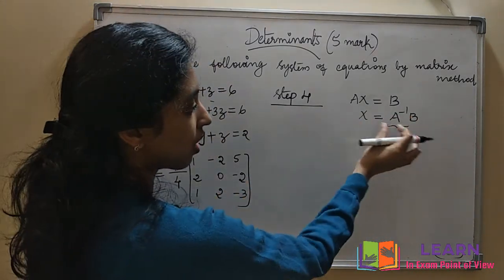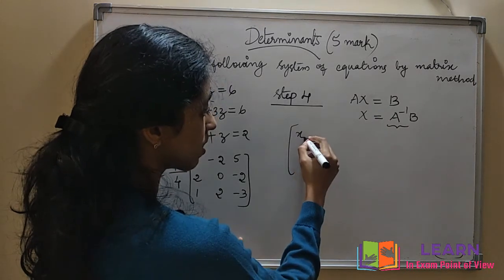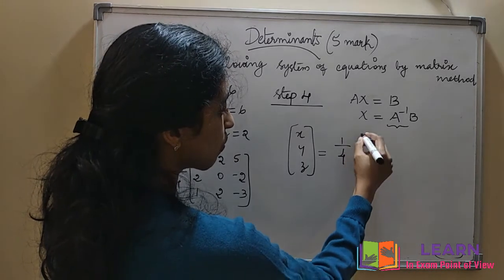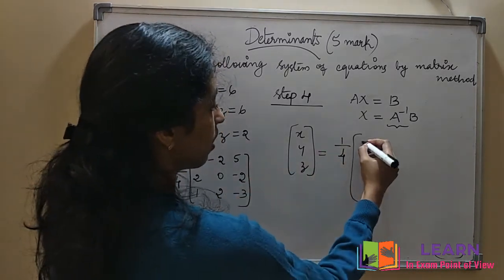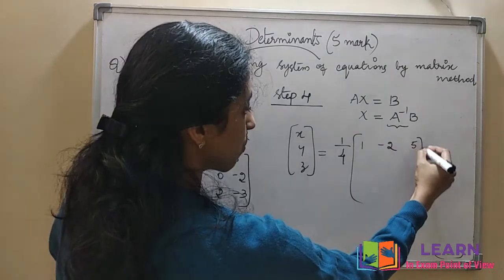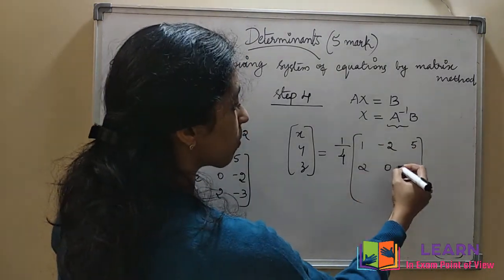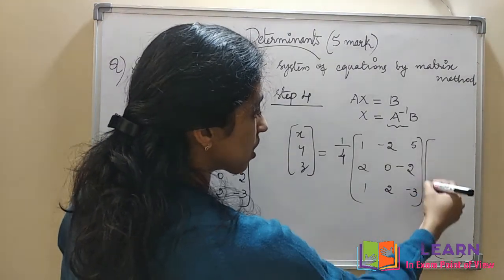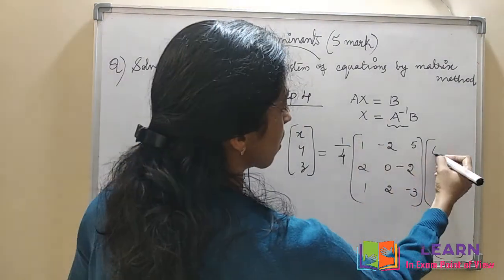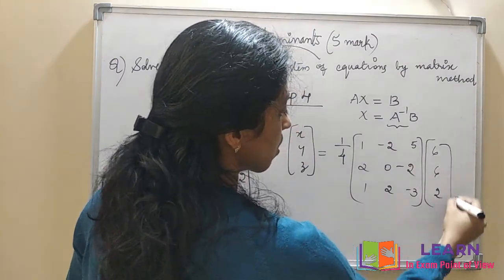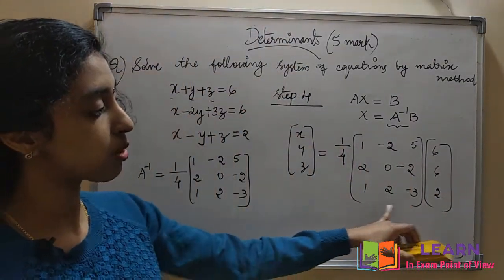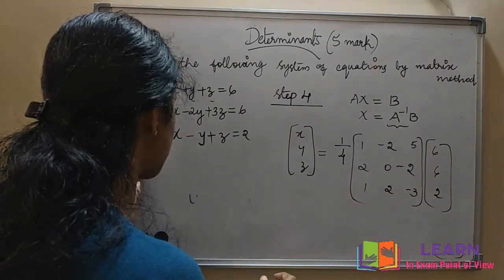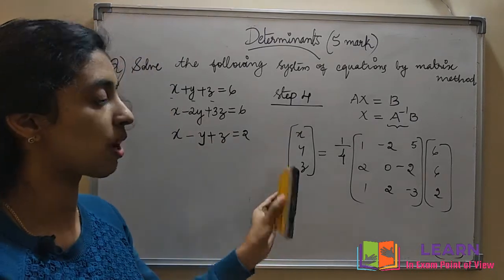Just substitute here. X is what? X, Y, Z are the variables. X, Y, Z is, with A inverse, now 1 by 4 into we have this matrix: -2, 5, then we have 2, 0, -2, then we have 1, 2, -3. B is what? The 6, 6, 2. So in this, what we have to do is just multiply these two matrices and simplify. That is the last and final step. Then we can solve for this X, Y and Z.